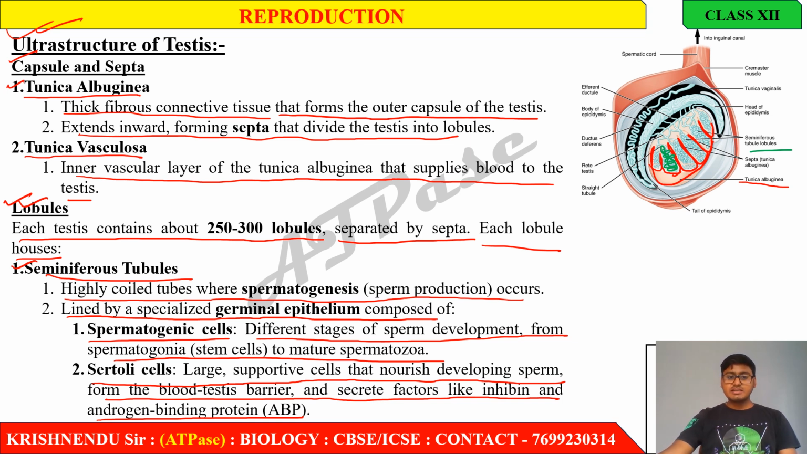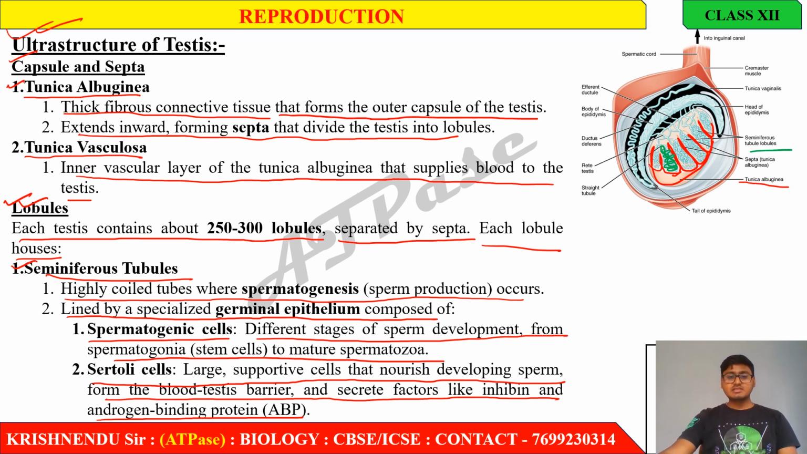What is the spermatogenic cell? That means it ultimately forms mature spermatozoa or sperm. It is the spermatogonia stem cell. And what is a stem cell? The stem cells are those cells in our body which can form different other cells. Spermatogonia is one example of a stem cell which forms the sperm cell in future. Next, Sertoli cells, large supportive cells that nourish the developing sperm. These are the supportive cells.